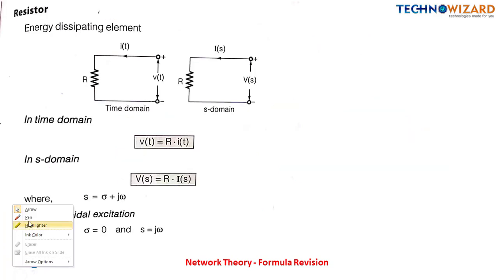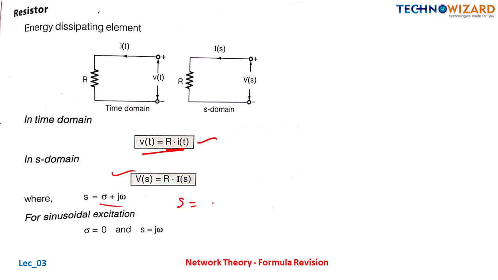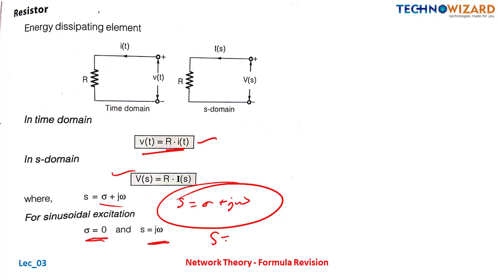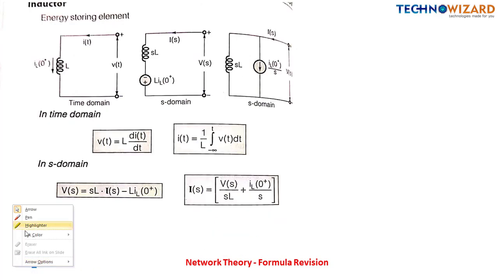Okay. Now how can you represent a resistor in the Laplace domain? In the time domain we write it as v(t) is equal to R times i(t). Then in Laplace it can be written as V(s) is equal to R times I(s). We know that s is equal to sigma plus j omega. Now for sinusoidal excitation, sigma is always 0, so s will be equal to j omega. Remember. Now for the inductor, we all know the inductor is a storing element.